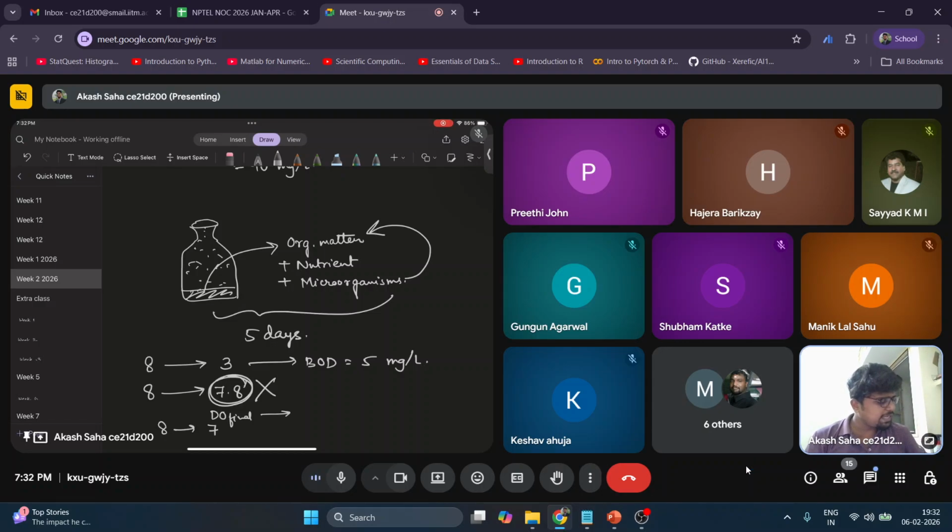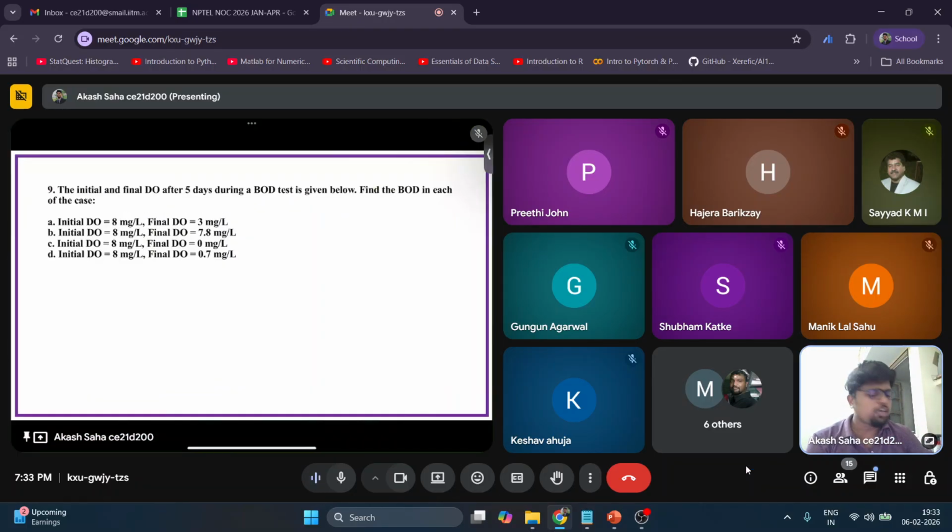Because this can be due to some human error while doing the experiment, or while measuring the value of DO some error will be there. Okay, so we cannot rely. So that's why for option 2 we cannot rely on that value of our initial and final DO, so we cannot estimate the BOD. Now tell me what about the third one?